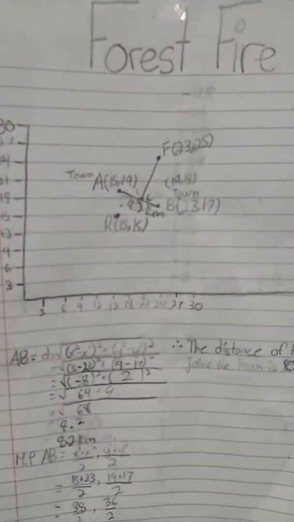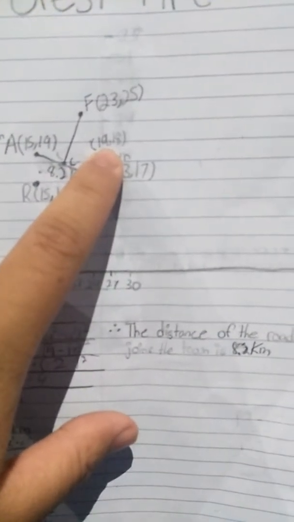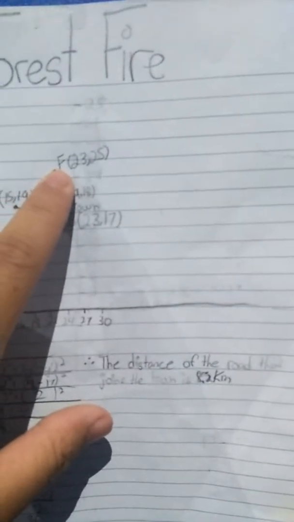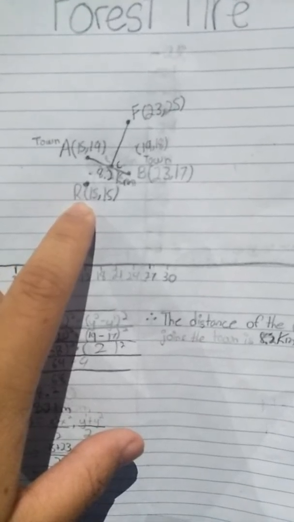So right here, I drew my diagram. This is town A, town B. This is the midpoint, which is the campground, and that was 19, 18. This is the forest fire, which is at 23, 25. And this was the rescue team, which is at 15, 15.